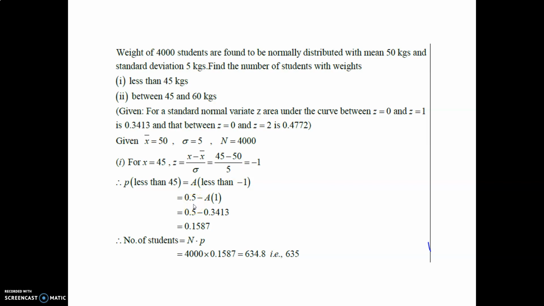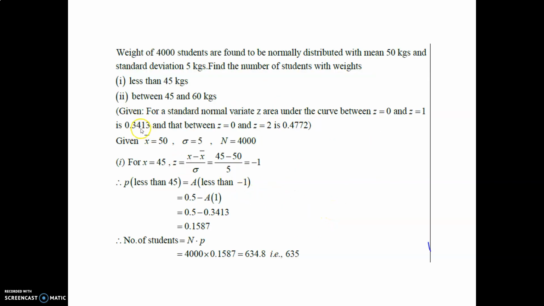0.5 is the actual value we have to evaluate for the 0 to 1 basis. So 0.5 minus A of 1. A of 1, 0.3413, is given. 0.5 minus 0.3413 is 0.1587. The number of students is n into P, 4000 into 0.1587, which is 634.8, that is 635.